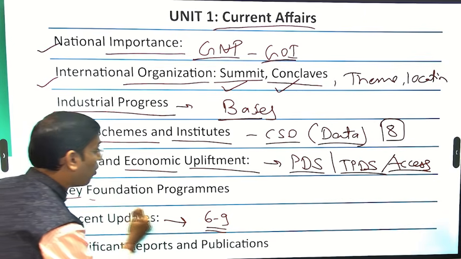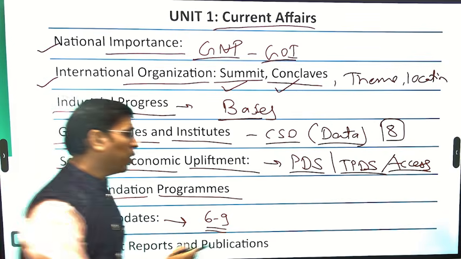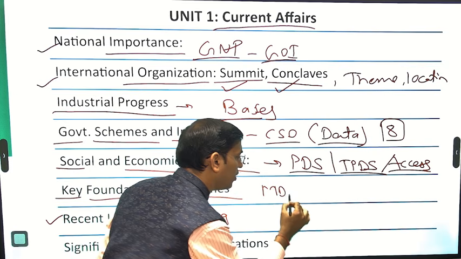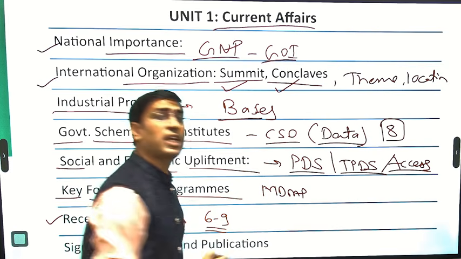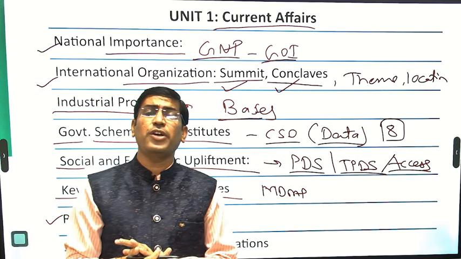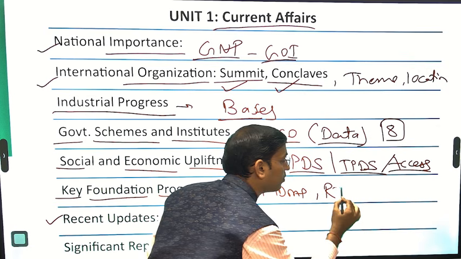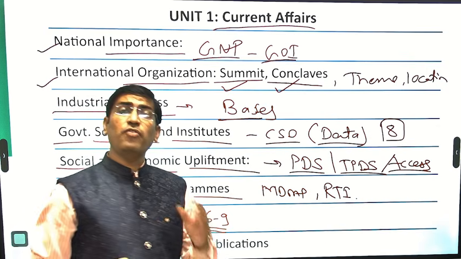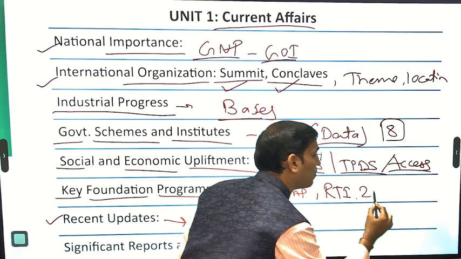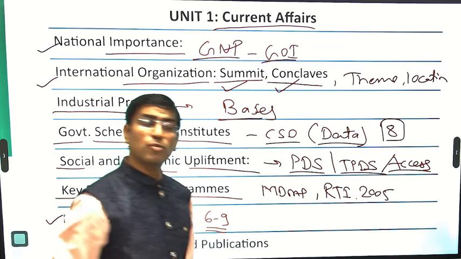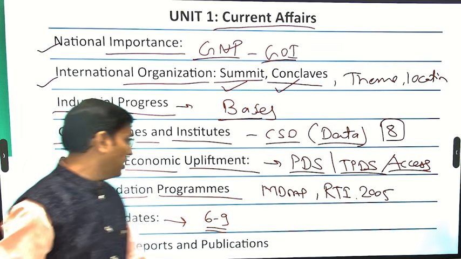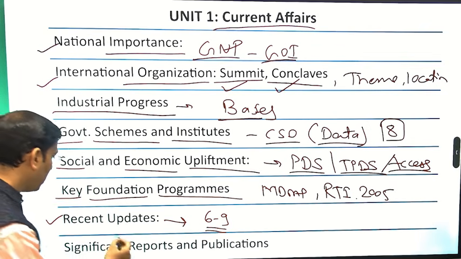Then we have the key flagship programs. It could be like MDM programs. It could be different types of government schemes, National Food Security Act, even the Education Act, even simply RTI, Right to Information Act 2005, different types of provisions over there. So these are related to the general updates, current affairs.